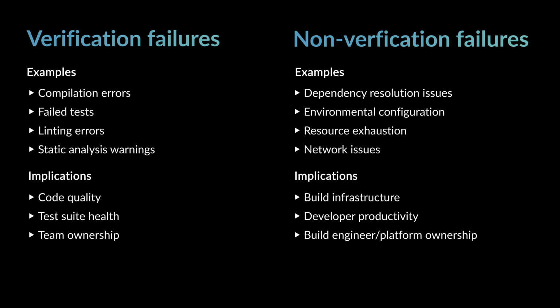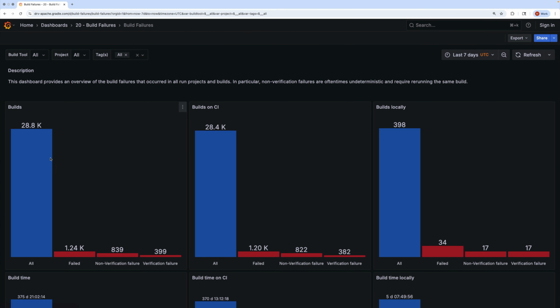Now, with this understanding of different build failure types, let's see how Develocity Analytics helps us quickly identify and address these issues in our CI builds. First, we'll access the Build Failures dashboard. This dashboard gives us a high-level view of build failures across all projects. It allows us to quickly spot potential bottlenecks from a management perspective. We'll get an executive overview.